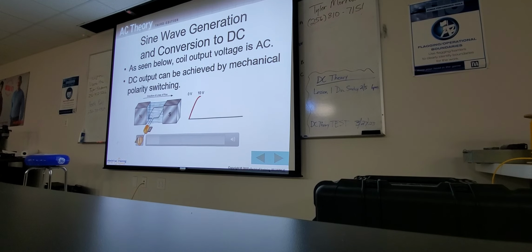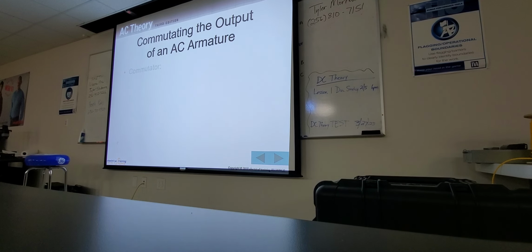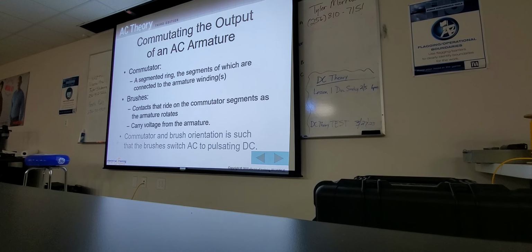As seen below, the coil output voltage is AC. DC output can be achieved by mechanical polarity switching, commutating the output of an AC armature. A commutator is a segmented ring, the segments of which are connected to the armature windings. Brushes are contacts that ride on the commutator segments as the armature rotates. They carry the voltage from the armature. Commutator and brush orientation is such that the brushes switch AC to pulsating DC.